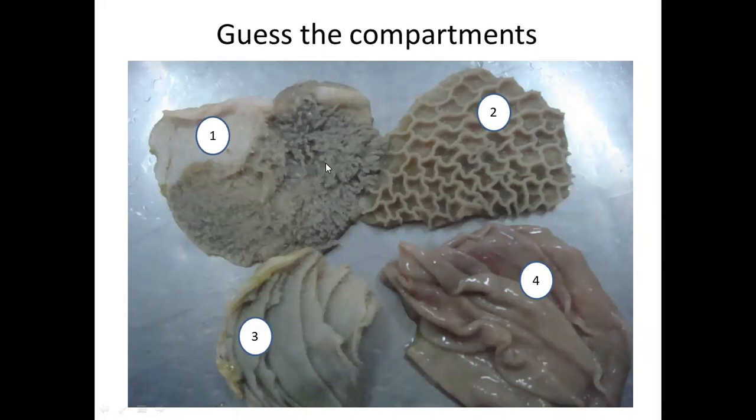The rumen will have a lot of papillae. The reticulum is composed of a honeycomb-like structure, and that is the thicker portion out of the four. The omasum consists of several folds, and the abomasum consists of mucus. You can see the surface is consisting of a lot of mucus, and that's why it looks glossy.